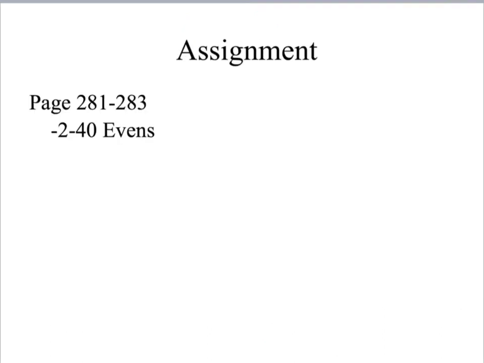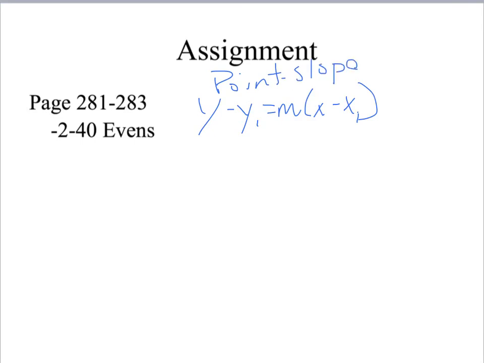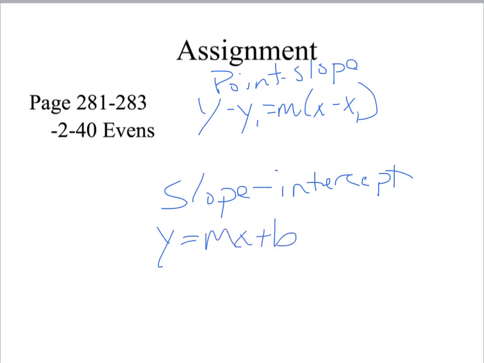Awesome. So here's your homework for today. I want you to know y minus y1 is equal to m times x minus x1. That is point slope. You have a point and you can figure out the equation of the line in point slope. Slope intercept, when you solve for y, that's going to be your y equals mx plus b. So you need to know both of these, and you need to be able to interchange point slope and solve it for slope intercept form.